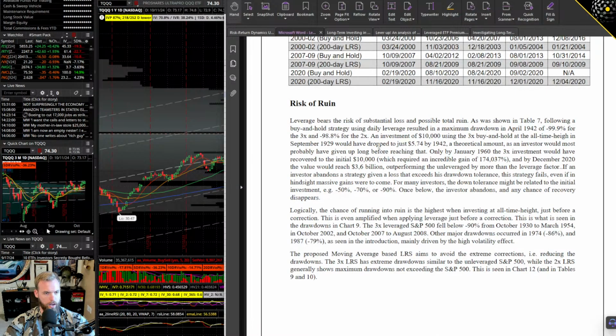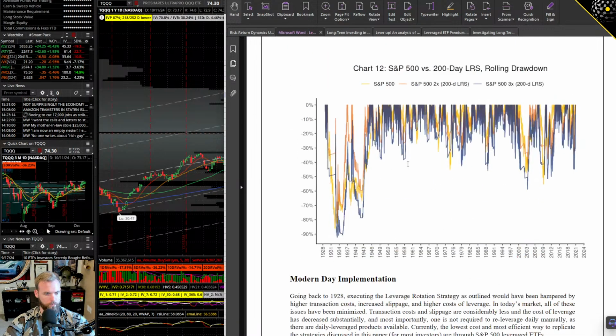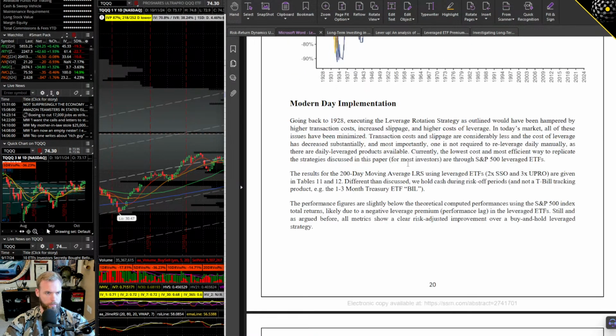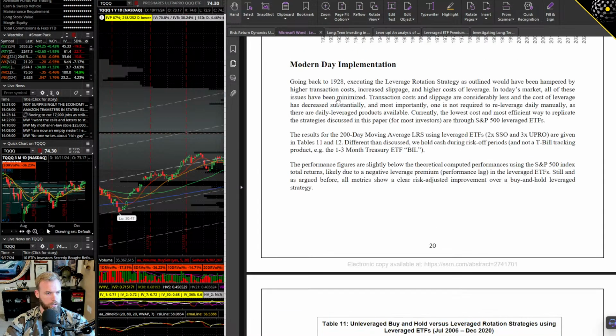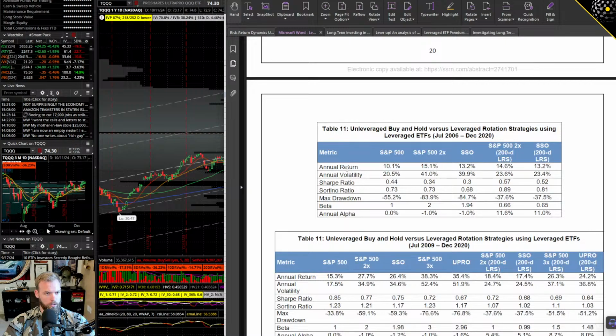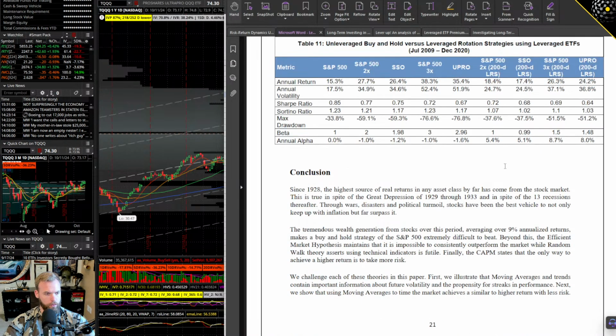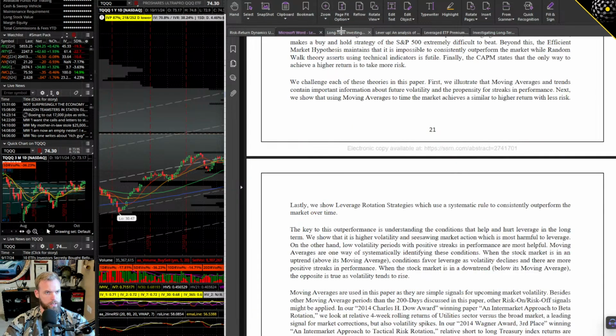This talks about essentially the funds blowing up. Well, really your money blowing up, I should say. So this talks about using a leveraged ETF versus leveraged ETF with a rotation versus non. Cool. So that's the next study.